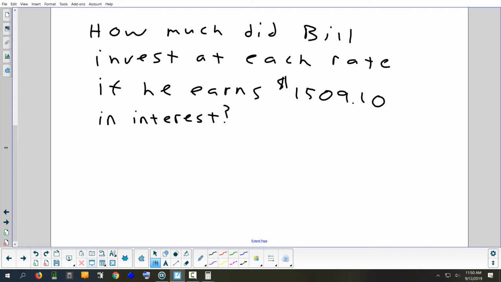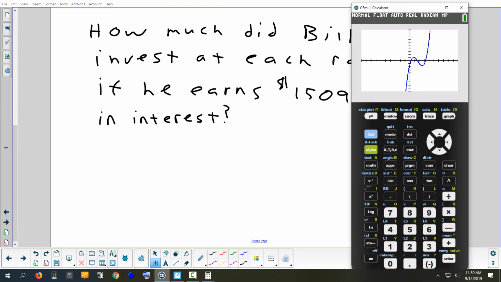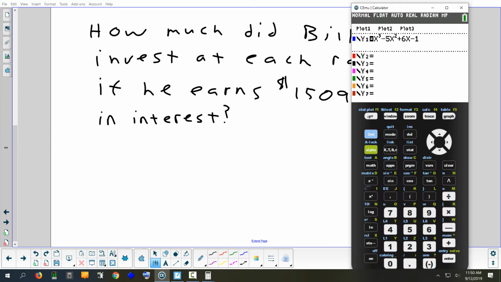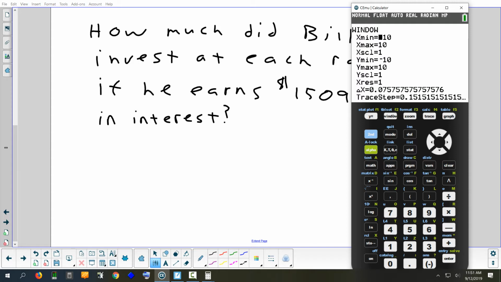graph it. I'll need someone just to remind me of what equation we came up with. Negative 0.0185x plus 1,720. All right, thank you. So let's think about this a little bit. 1720, that's like a y-intercept. So I definitely want my y-max, maybe 1800.